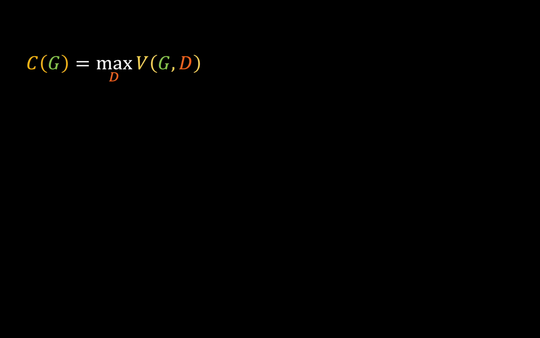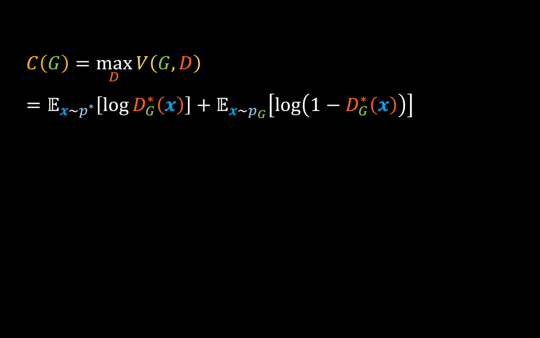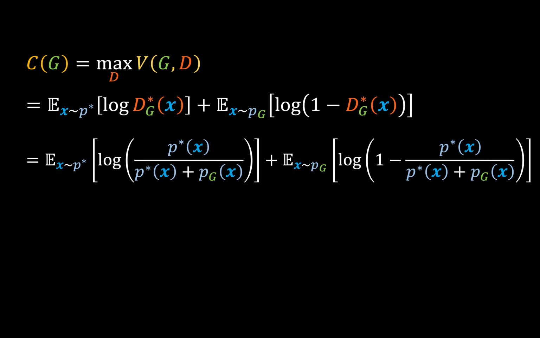Now, given that our discriminator remains optimal, our value function basically just boils down to a function of just our generator, which we call our generator criterion C. To get this, we just substitute our expression for D star of G into our value function, which gives us this. Now, as the generator, we're interested in minimizing this criterion.